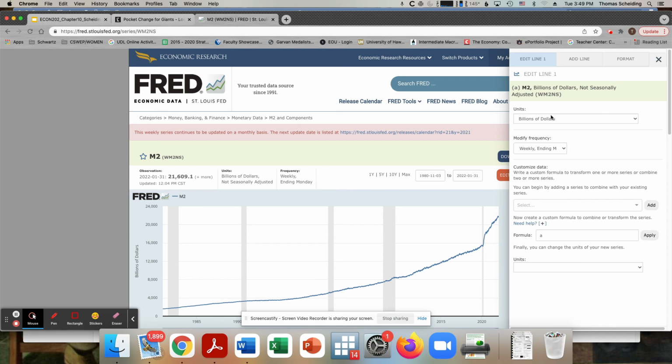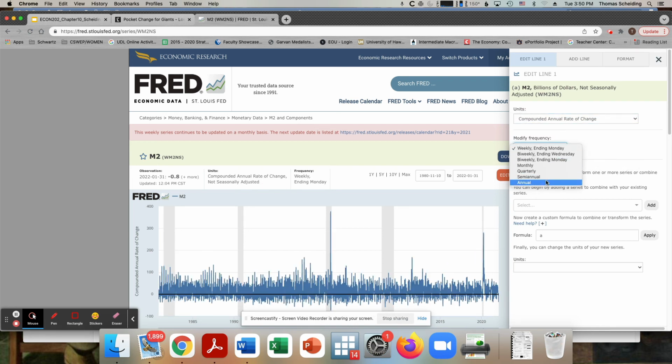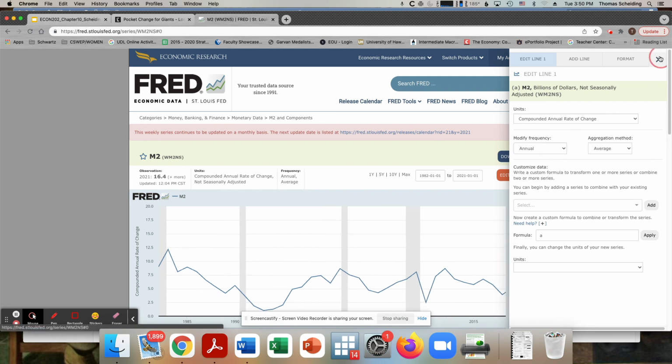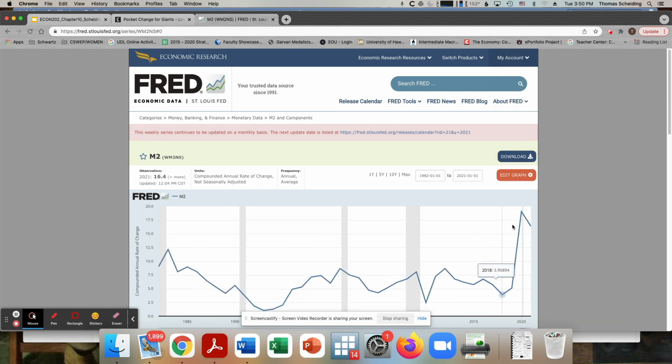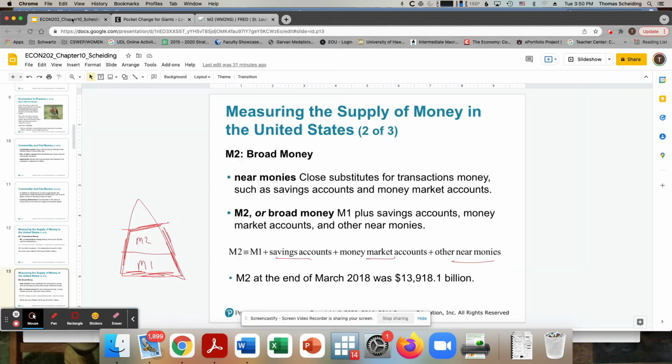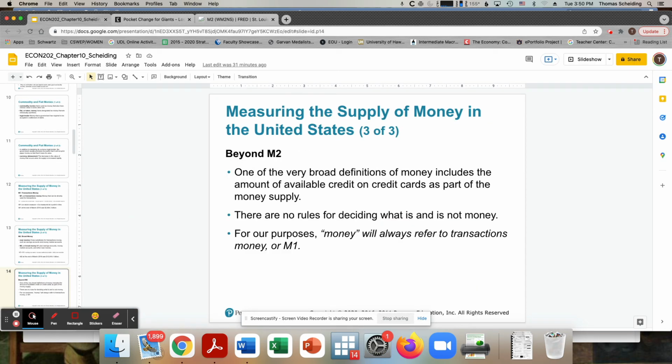In fact, if we look at this again and do compounded annual change and look at this on an annual basis, you still see more money supply being created here. And this is as of January 1st of 2021. And then you can even go further than this and start to look at M3, M4. We're not going to generally talk about these kinds of things.